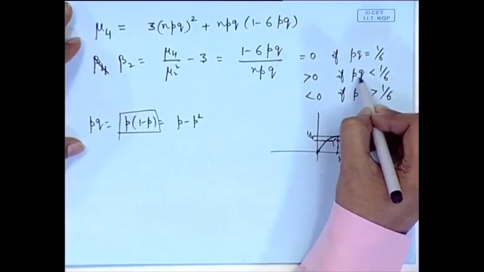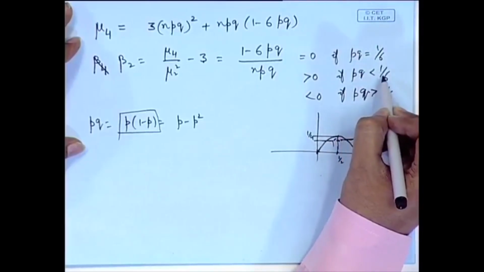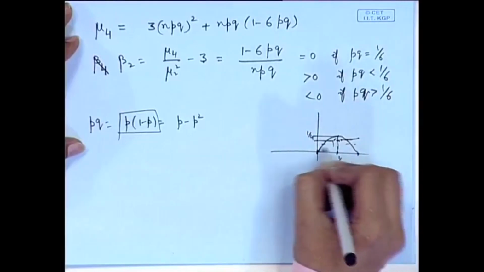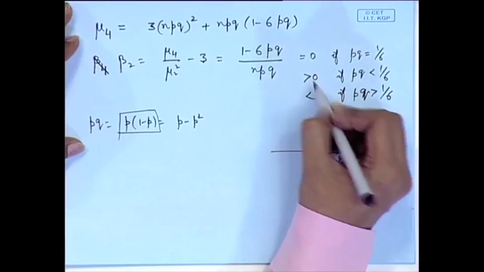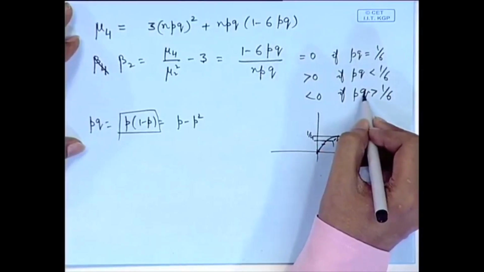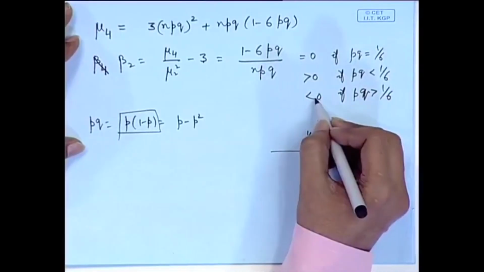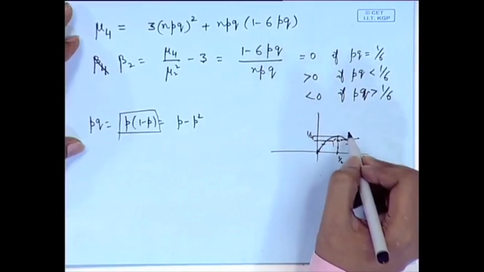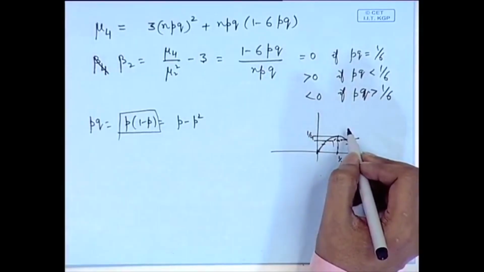So, if p into q is less than 1 by 6, that means the values are here, then the peak of the binomial distribution will be slightly higher than the normal. If p q is greater than 1 by 6, it will be slightly less than the peak of the normal distribution.